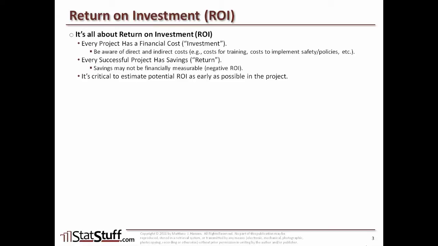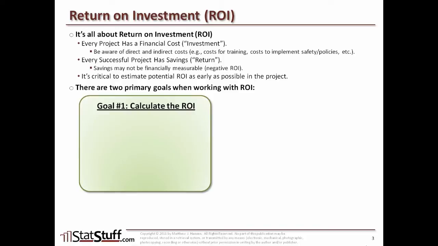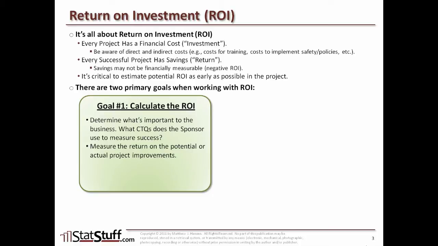Now, there are two primary goals for when we're working with ROI. Basically, it comes down to calculating or communicating the ROI. So the first goal, calculating the ROI, basically it's determining what's important to the business. What are those CTQs that are important to the sponsor that we're using to measure success? As well, measuring the return or the potential or actual project improvements that we're working on. As well, measuring the investment or the required cost for implementing those improvements. Again, getting a true picture of what the ROI is for that opportunity we're working.